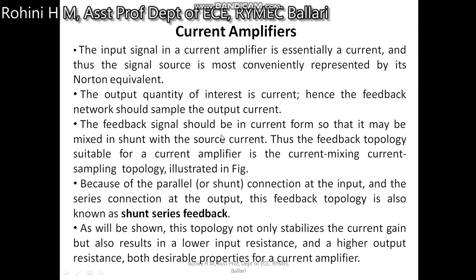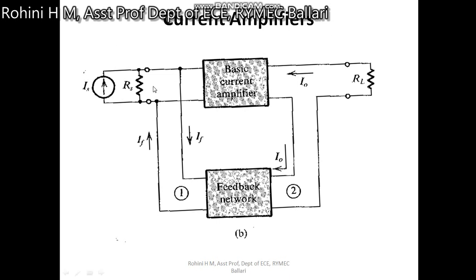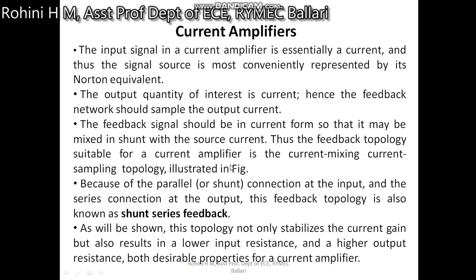The feedback signal should be in current form, so it may be mixed in shunt with the source current. So this feedback current is mixed in a shunt, parallel connection with the source current. Thus the feedback topology suitable for a current amplifier is the current mixing, current sampling topology illustrated in the diagram.